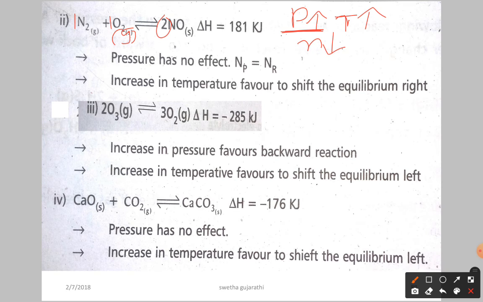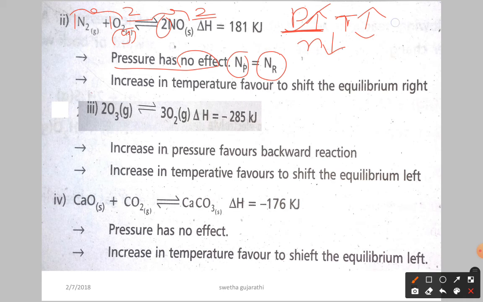Now if you see the total number of moles of reactant, how many do we have? 2. Number of moles of product, how many do we have? 2. The difference is 0. Once the difference is zero, there is no pressure effect, because the number of moles of product and reactant are the same. Now the pressure effect is over.